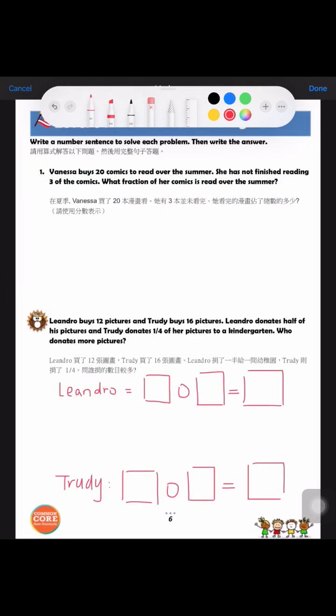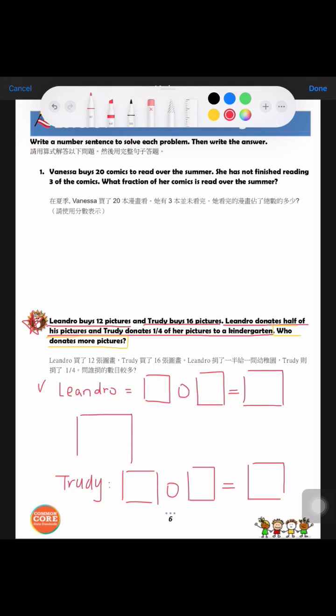Okay, we move on to page 6 and we take a look at our question. Leandro buys 12 pictures and Jo buys 16 pictures. Leandro donates half of his pictures and Jo donates 1/4 of her pictures to a kindergarten. We need to find who donates more pictures. Okay, let's find how many pictures Leandro donates to the kindergarten.